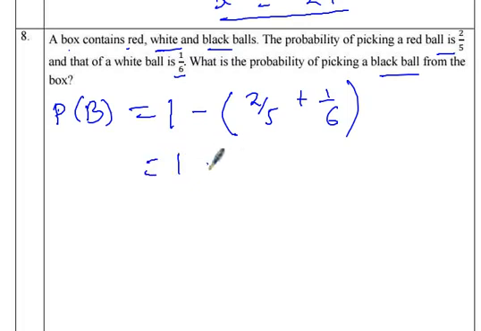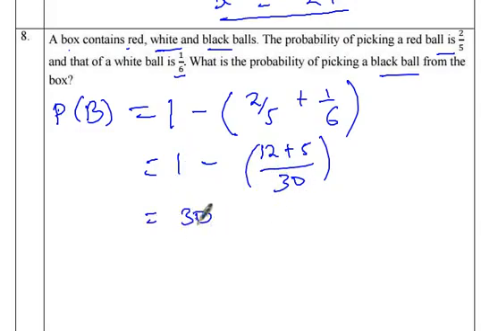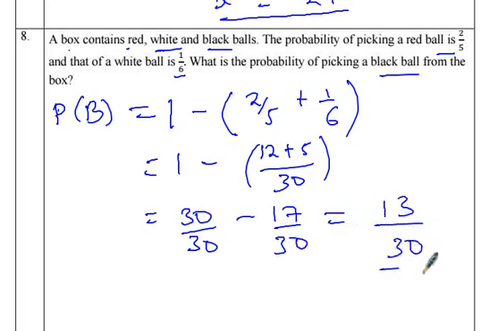And now we can continue and simplify this. LCM, we have a 30. Divide by this 6 times this, we have 12, plus 30 divided by this 5 times that, we have a 5. So I have a 1, which, since the denominator here is 30, I can also write as 30 out of 30. 1 minus 17 out of 30. 30 take away this gives me 13 out of 30. And that is the probability for picking a black ball.